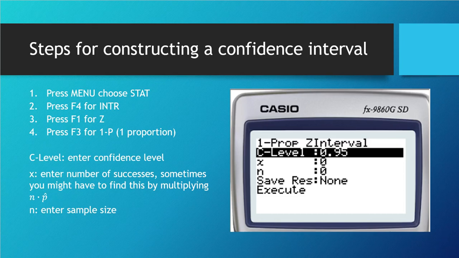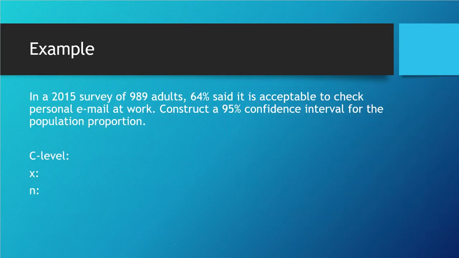So sometimes the problem will tell you 14 out of 37 people. Sometimes it'll give you a percent. So, 17% of 247 people. When that happens, you've got to multiply N, the total, times the percentage as a decimal to get the actual number of people, because the calculator needs a number, not a percent. So we'll look at an example.